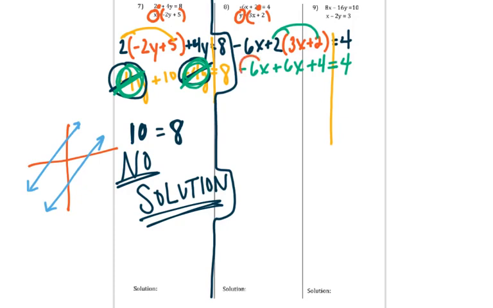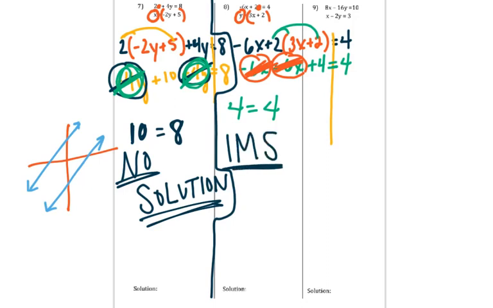Combine like terms. -6x plus 6x. -6 plus 6 is 0. There are no x's. The x is canceled. All you have left here is a 4, an equal sign, and a 4. This is true. 4 does equal 4. There's no letters. There's no x, y. If they're the same, it's called infinitely many solutions.